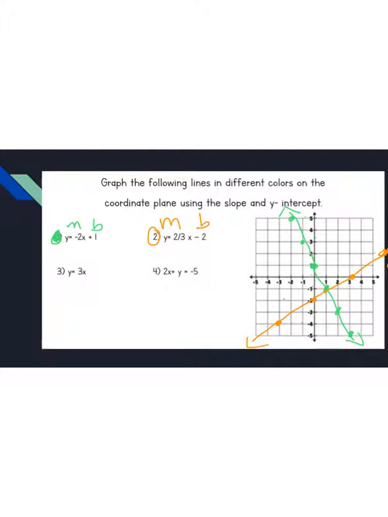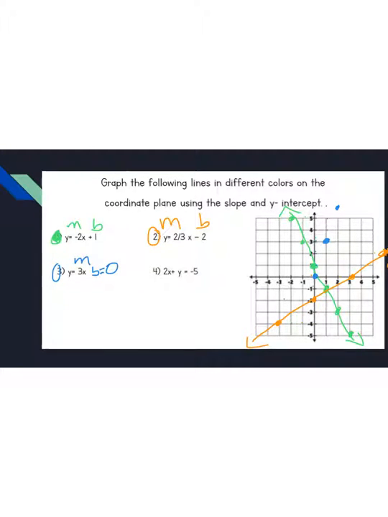And let's look at number 3. I'm going to do that one in blue. I have an M, but my B is equal to 0 because there's no number there. So I'm going to start at the origin. My slope's positive, so I'm going to go up 3. 1, 2, 3. And to the right 1. 1, 2, 3. And to the right 1.